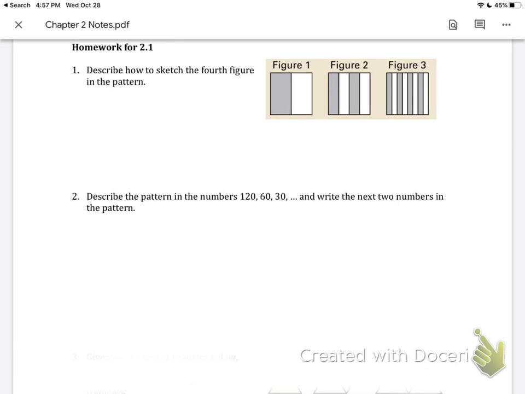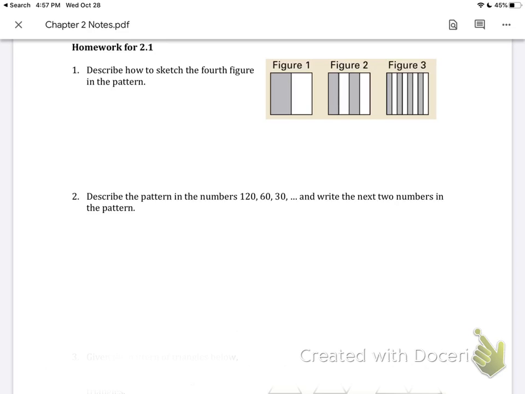Okay, in this video we're going to finish the notes for 2.1. So this homework assignment, I didn't give as a homework assignment. I gave it as an in-class notes taking, but we did not get to it in class, so I'm going to do it now for you.